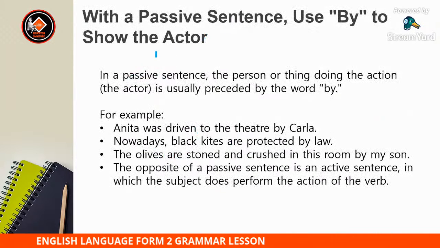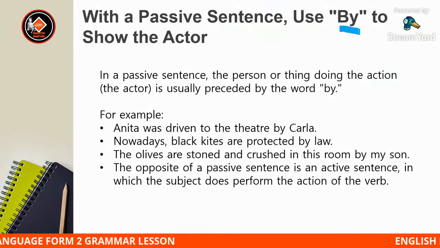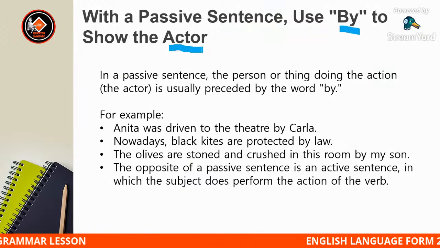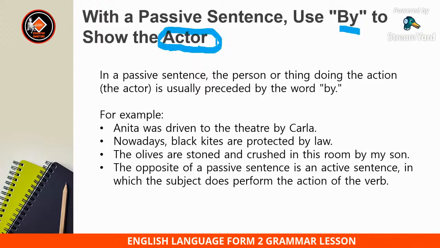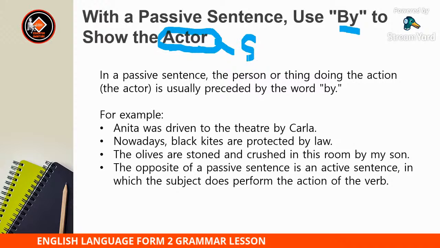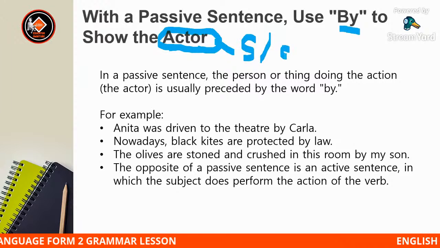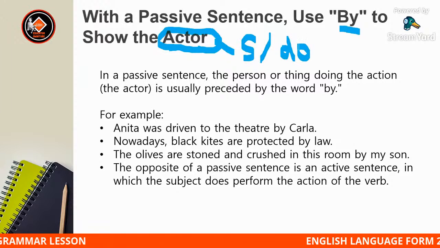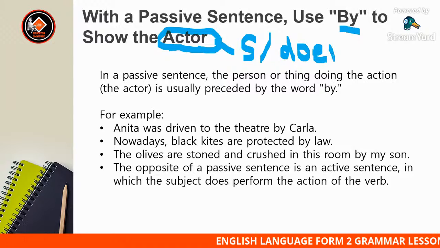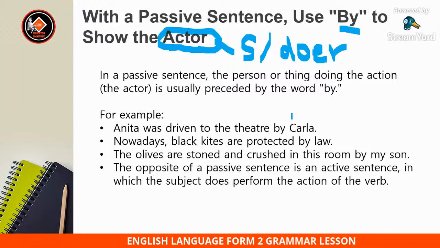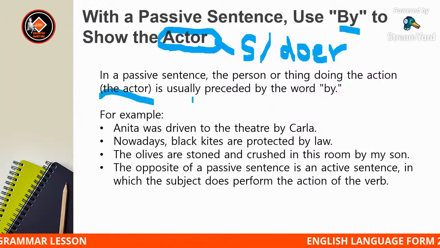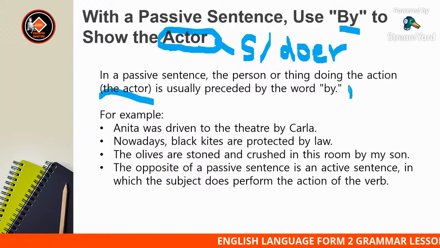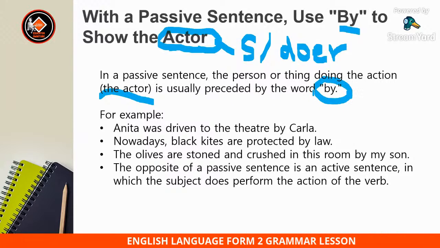Okay, next. With a passive sentence, use by to show the actor. This is the actor. Actor here means this is the subject, or we call it in English the doer. The doer means orang yang membuat perbuatan. Okay, the person who's doing the action. In a passive sentence, the person or the thing doing the action, the actor, is usually preceded by the word by. Preceded means di depan dia ada by.